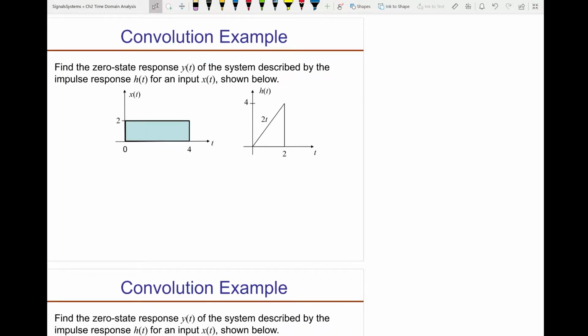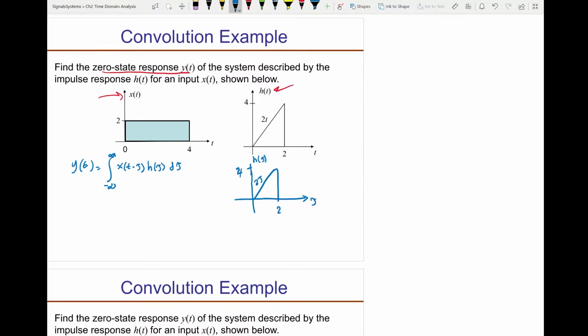Okay, in this example, we need to find the zero state response for the system described by the impulse response h of t and with input x of t. Now we have the option to rotate either x of t or h of t. So let's carry out the convolution using this integral. So y of t equals the integral from minus infinity to infinity x of t minus tau h of tau d tau. So using this integral, that means I will rotate and shift the input. So h of tau will be just this one, same as above.